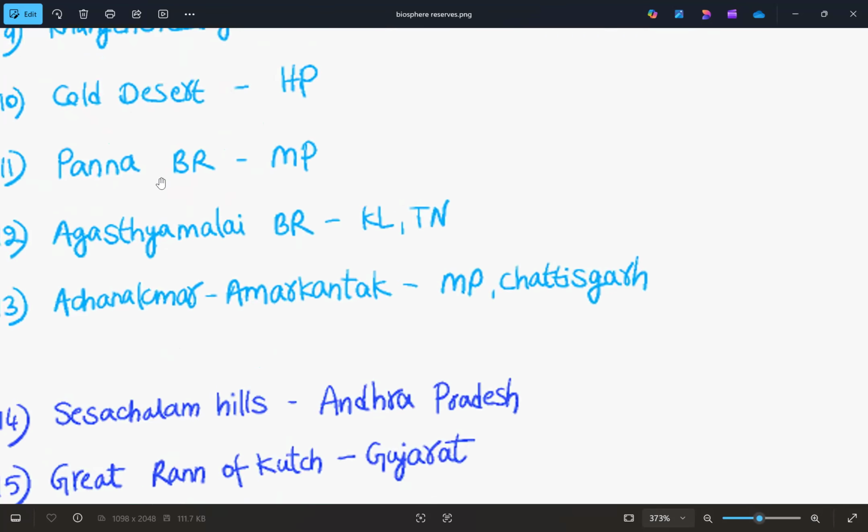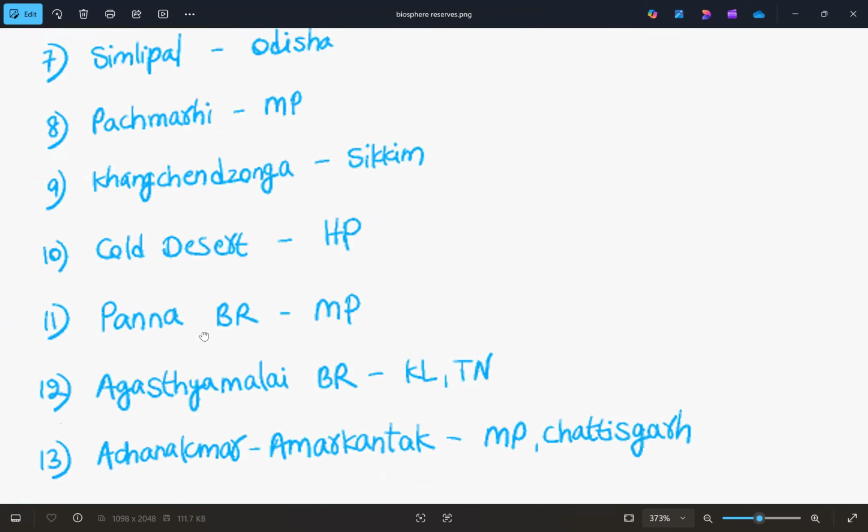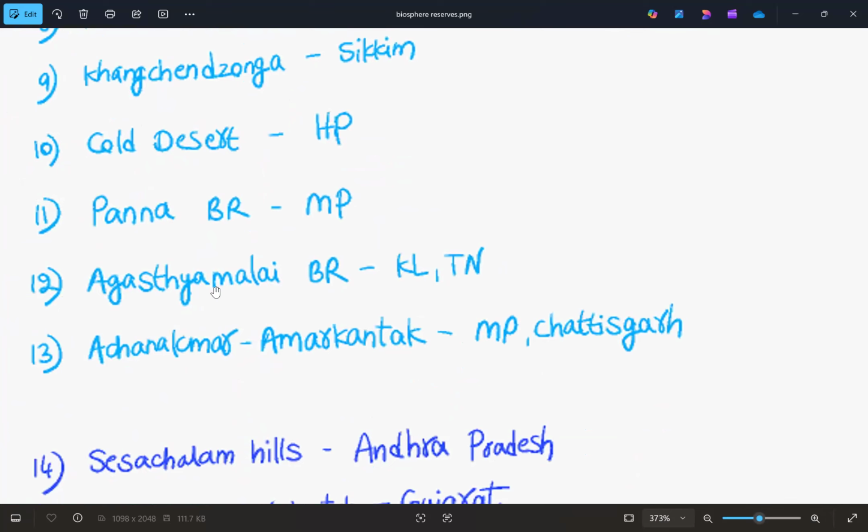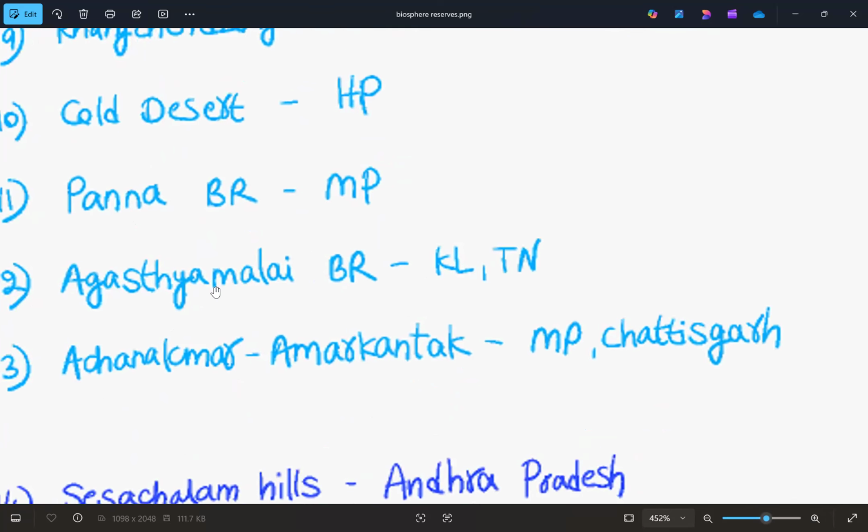Panna Biosphere Reserve is in the state of Madhya Pradesh. In Madhya Pradesh, we have already covered 1 biosphere reserve, that is Pachmarhi, and then the second one is Panna Biosphere Reserve, which is also in Madhya Pradesh. The next one is Agastya Malai Biosphere Reserve. This Agastya Malai Biosphere Reserve is spread over 2 states, Kerala and Tamil Nadu. And the 13th and last reserve of the global network is Achanakmar Amarkantak. This is also spread over 2 states, Madhya Pradesh and Chhattisgarh.